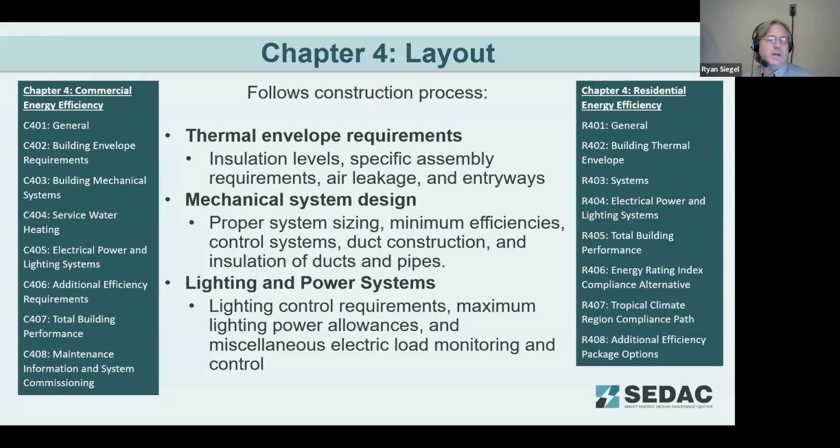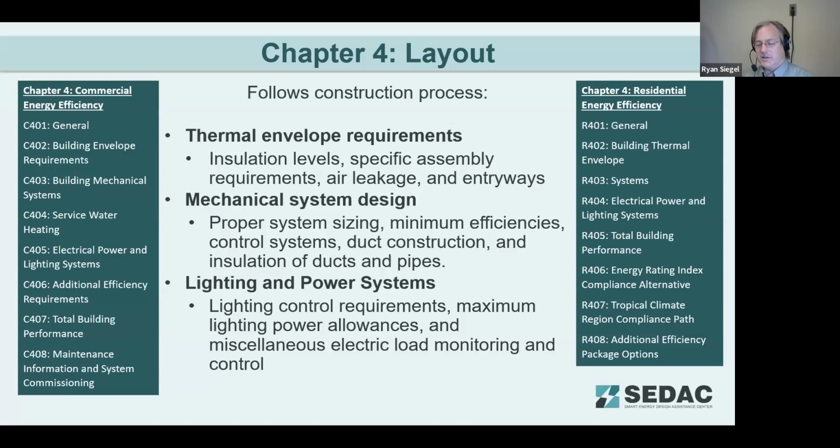And then this is where it kind of deviates, where we've got the commercial, you get additional efficiency requirements, then total building performance. So total building performance, that is if you're doing the performance path, where you want to prove that the annual utility cost will be less in your proposed design than a code minimum building. And C also has 408 maintenance and commissioning.